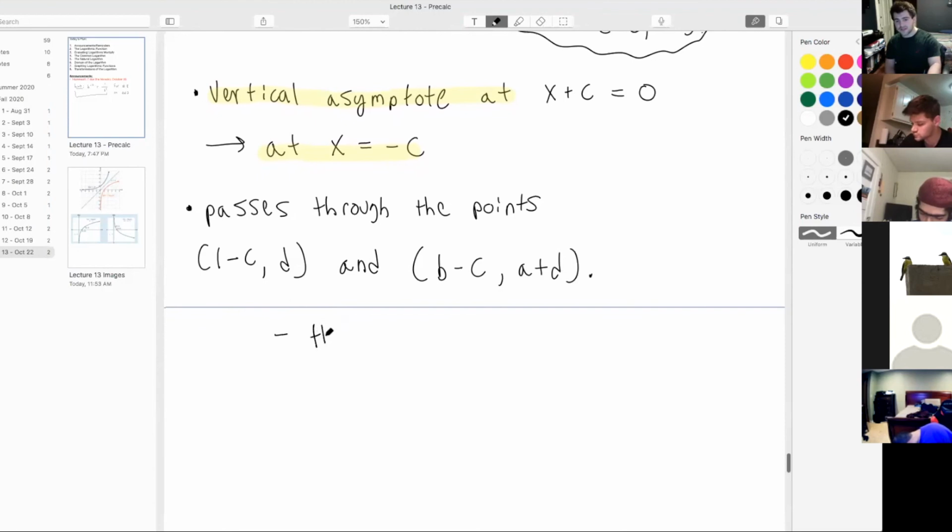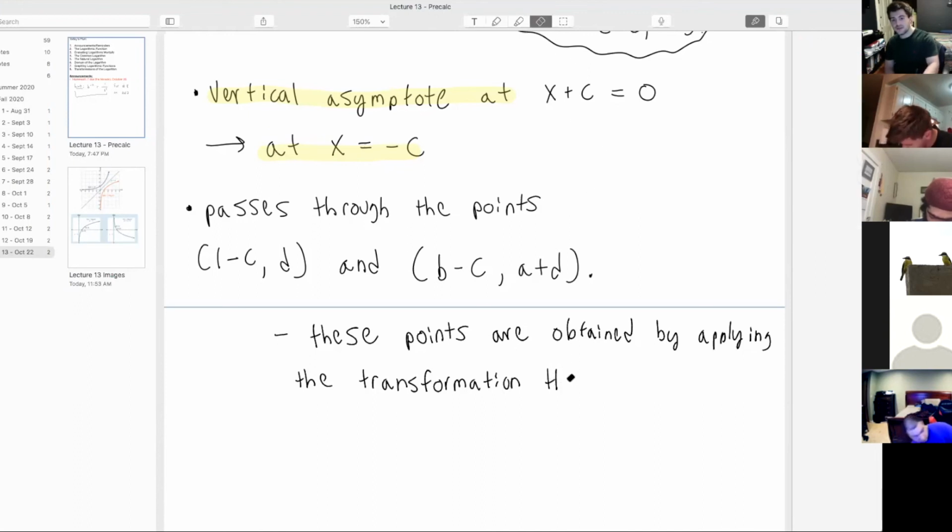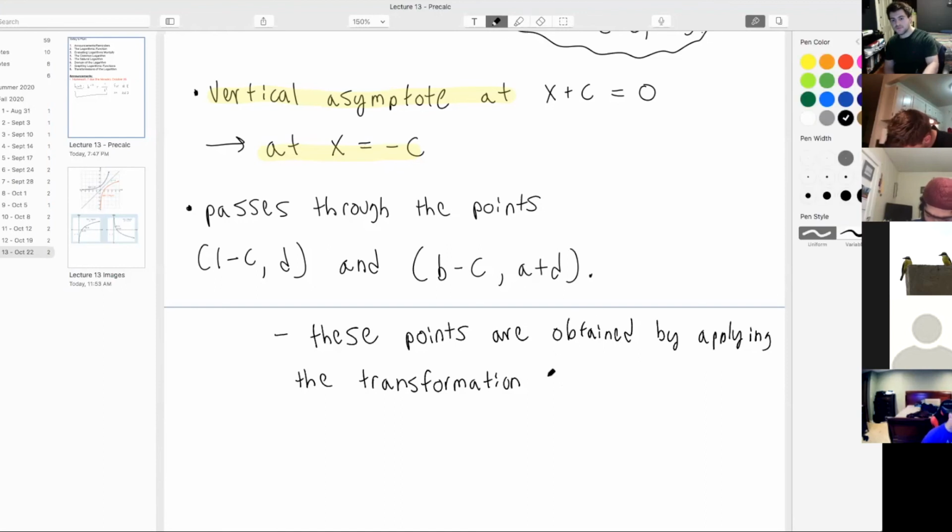So these points are obtained by applying the transformation to the points (1, 0) and (b, 1) respectively.